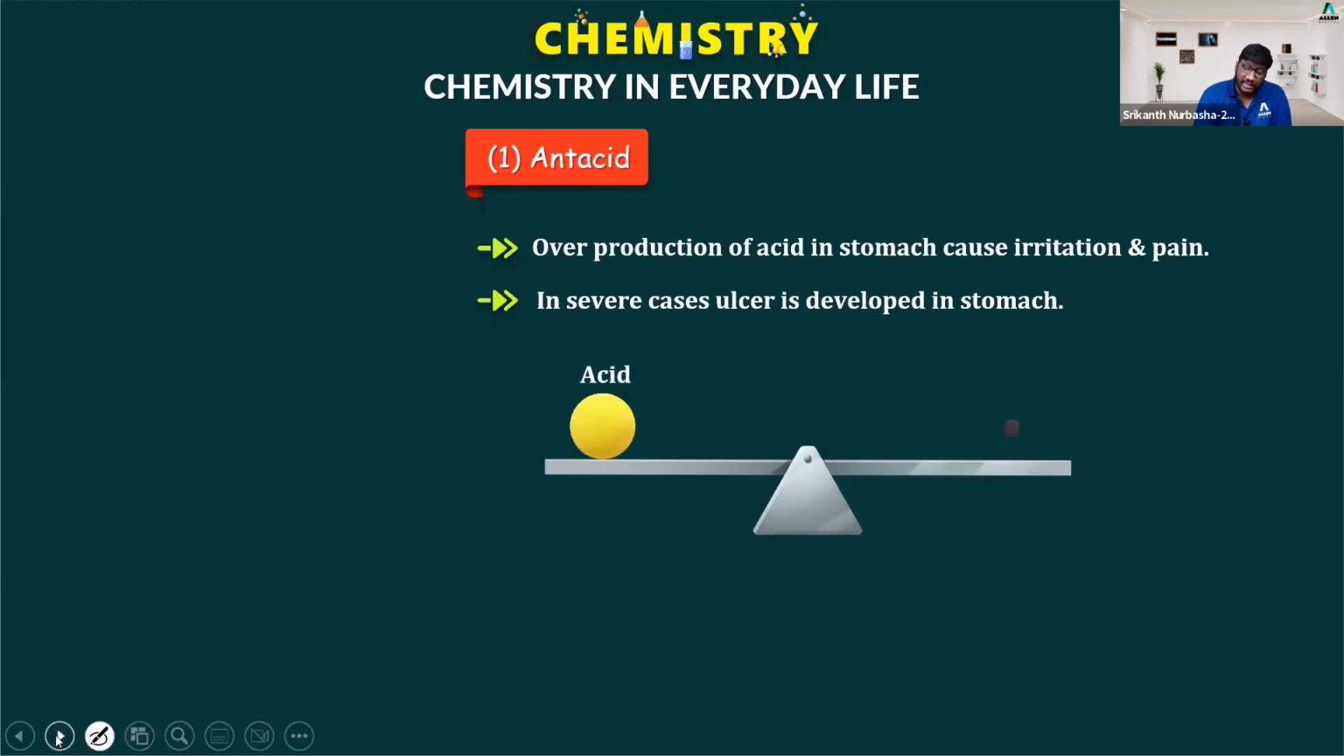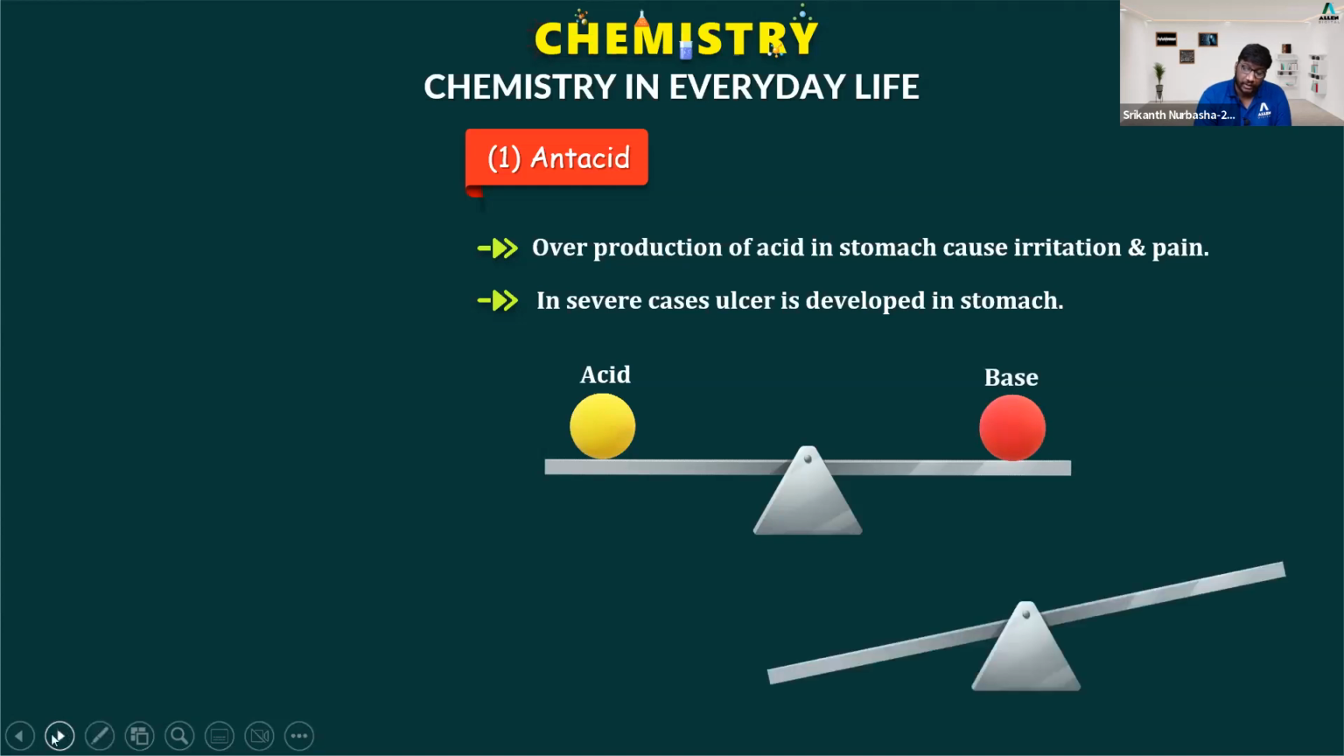Okay, if you have an acid and if you have a base, if you have more acids, then obviously you will be taking a base so that acid and base can react, so that the acidity can be reduced. This was the first idea. The first idea people got was, because of a strong acid, if I can take a base, acid and base can react and neutralization can occur.